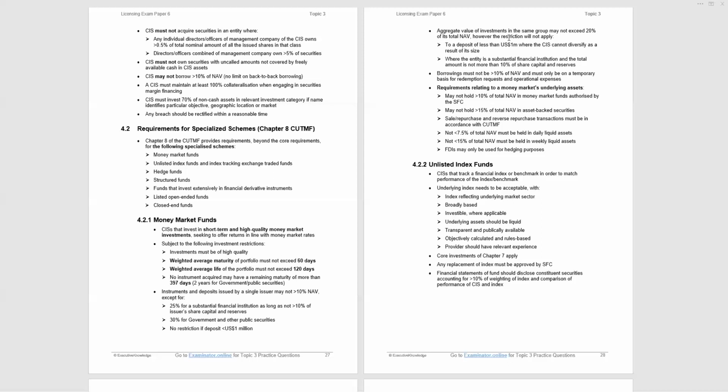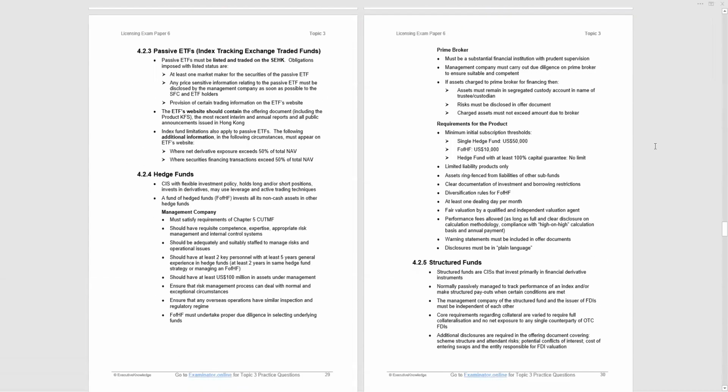It then says instruments and deposits issued by a single issuer may not be more than 10% of net asset value, except for 3 specific situations, and I've not seen that covered. And then there's more material on page 28 for money market funds that you should have a look through. Then we've got conditions with regard to unlisted index funds. The underlying index needs to be acceptable, and they give points that they consider appropriate with the acceptability of the index. 4.2.3 looks at passive exchange traded funds, that is index tracking exchange traded funds, and I'll let you have a look at that material.